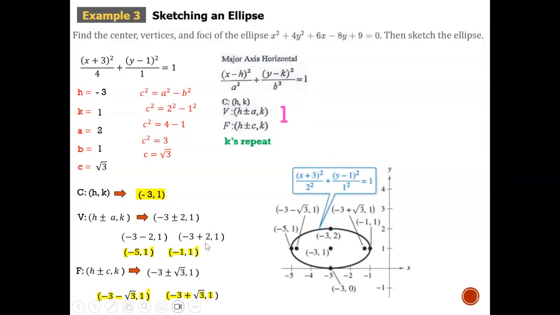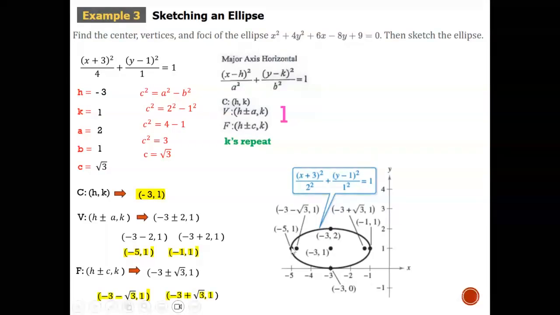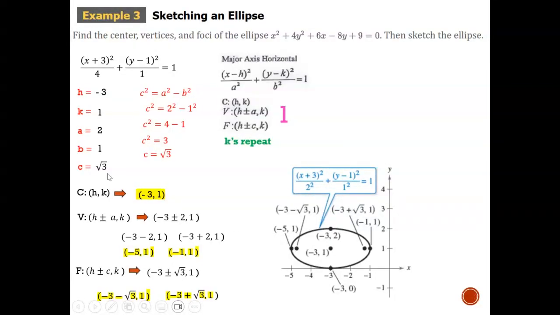Now, how do we sketch it? The center is -3, 1. This is my center. If you notice, I can graph it just by looking at the equation. We start at -3, 1. This means 4, which means I'm going to move 2 to the right and 2 to the left. Here's where my vertices come in. If I move 2 to the right, it's going to give us -1, 1. If I move 2 to the left, it's going to give us -5, 1. And then for the minor axis, I'm going to move 1 up and 1 down from the center.